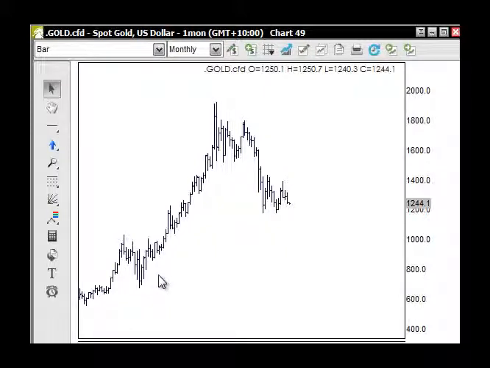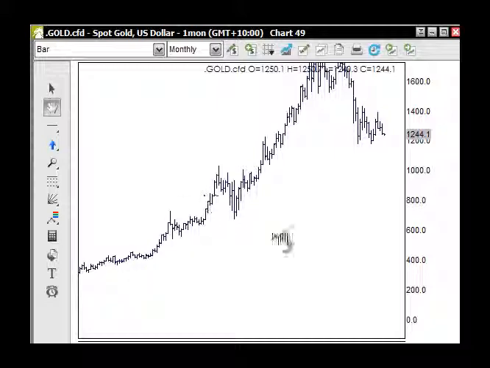Welcome to Commodities, and here we're looking at the monthly chart on gold. It's not labelled, but I just want to point out a few things here. This here is the top of a third wave, a fourth wave, and a fifth wave up through to here. The extension was in the fifth wave rather than the third wave here.